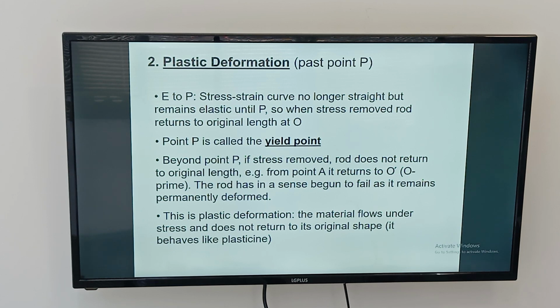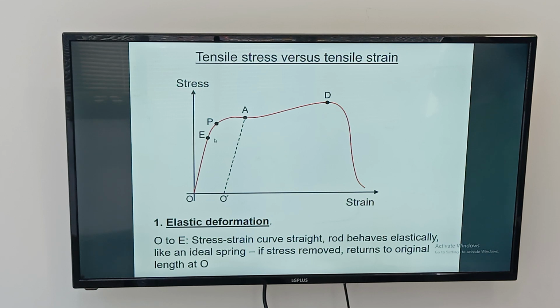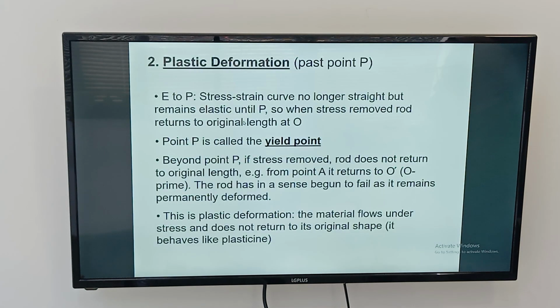Now, the rod has, in a sense, begun to fail as it remains permanently deformed, because the stress applied on the rod moved past the elasticity point. It will stop acting like an ideal spring. So, when the stress-strain applied to it goes past the P point, or the yield point, after removing the stress applied, the rod begins to fail, begins to break, and it never returns to its original form and will be permanently deformed.